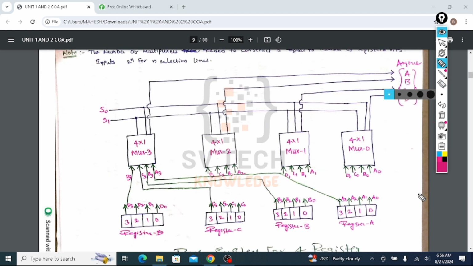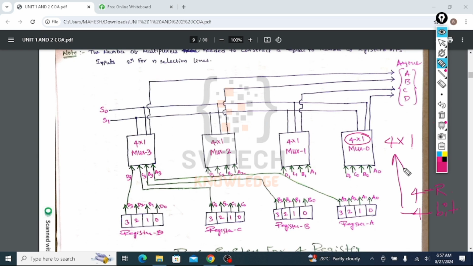This is a common bus structure using multiplexers. Here, for example, I am constructing a common bus structure using multiplexers for 4 registers which are of the size of 4 bits. So the size of the 4 by 1 multiplexer will be equal to the size of the register, 4 bits.